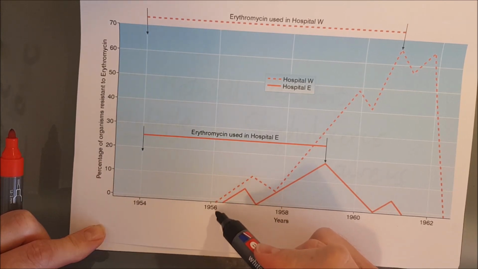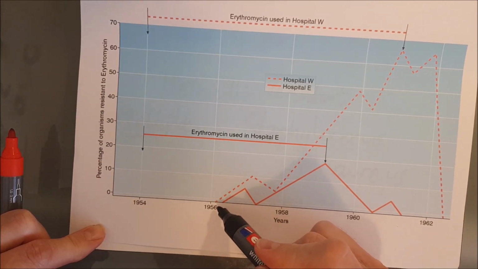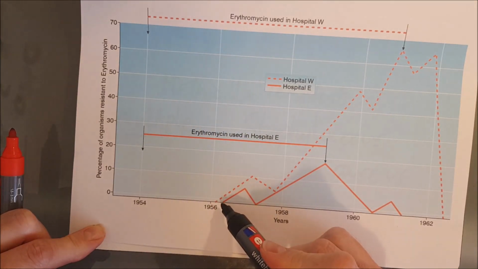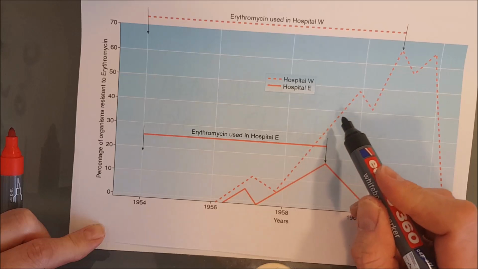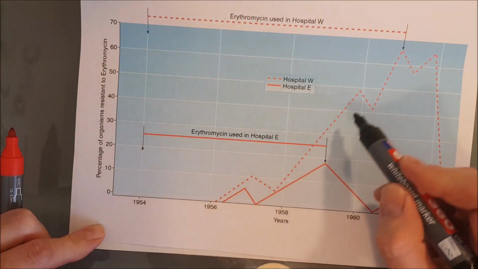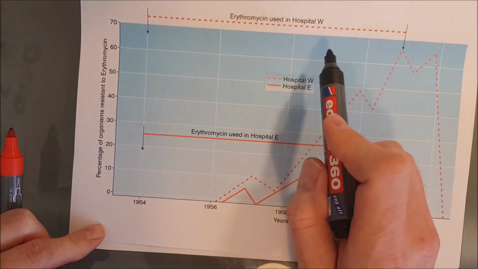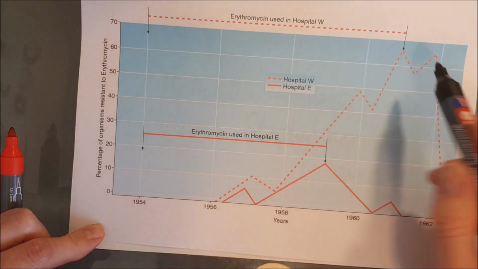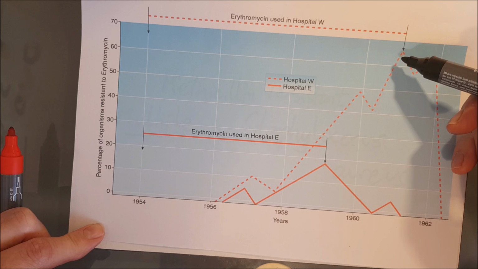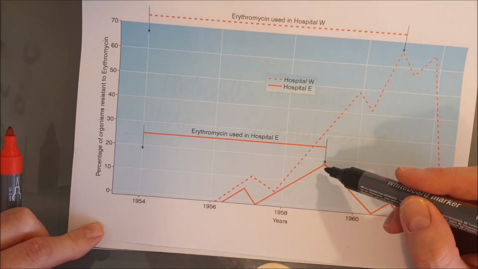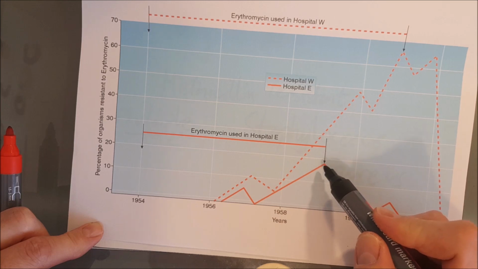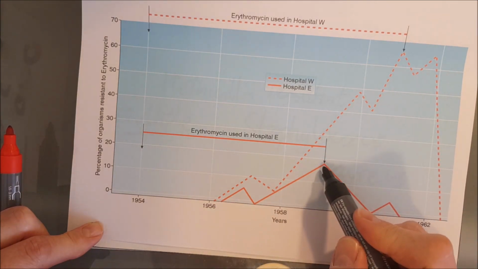So there must have been some sort of mutation that occurred or was picked up by the bacteria and they started being resistant. And as we use the erythromycin, we're selecting for those resistant bacteria all the time, so they increase in their numbers. And you can see in Hospital W, there's a huge number of the bacteria, about 65% are resistant to antibiotics. It's lower in Hospital E. Maybe they weren't using the antibiotic as much, so maybe there was less selection going on.